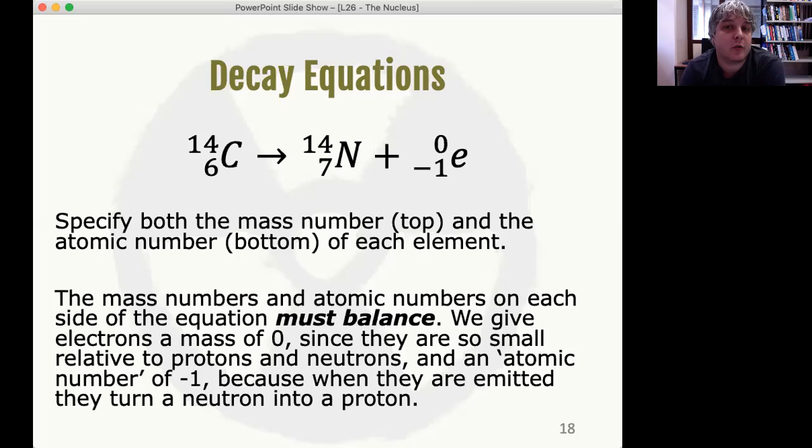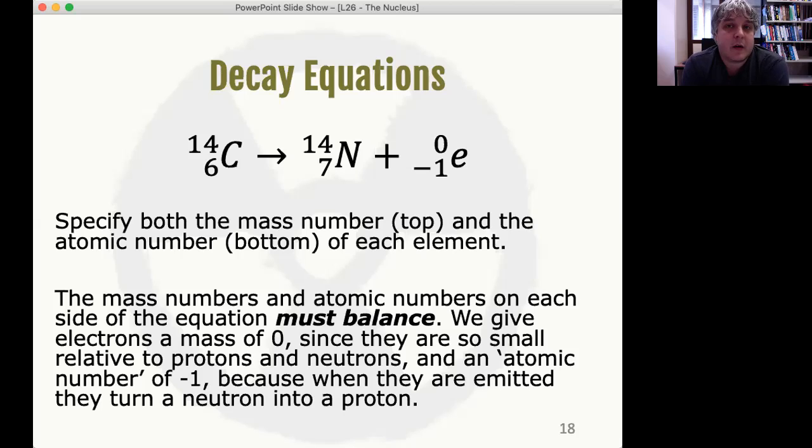Because remember, we're only talking about the nuclei of the atoms here. We're not talking about the electrons that orbit them. We're only talking about the nucleus. And in the nucleus, we had 6 protons, and then we have 7 protons, and that means we must have emitted a negative charge, and that is 1 electron, 0, -1 e.